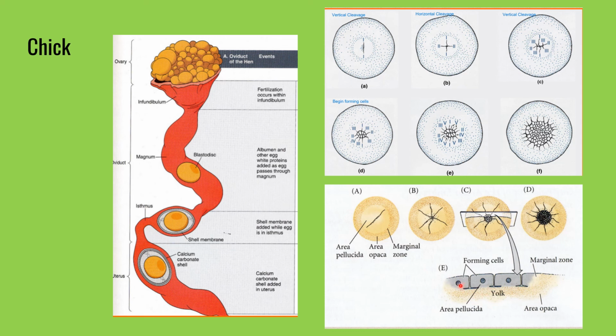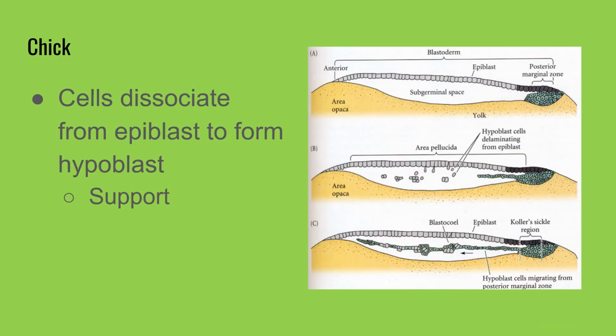And then here's just another view of it. Here you have your area opaca, like we just said, and then your area pellucida here. And again, here's just another view of that blastulation process in the chick cell. So here, this whole thing is called your blastoderm. You have the posterior marginal zone, and here's your epiblast, and then your area opaca down here.